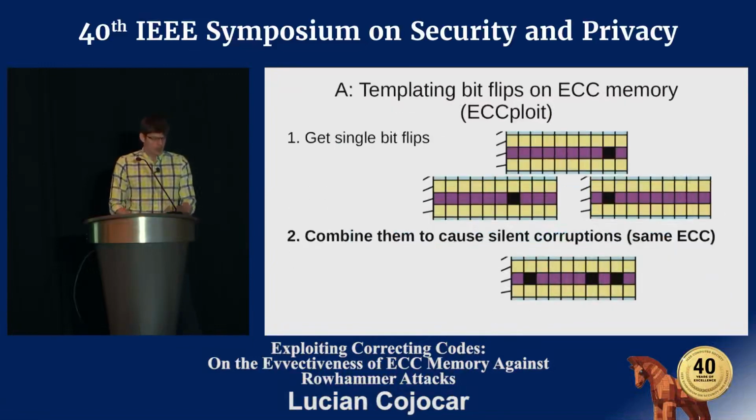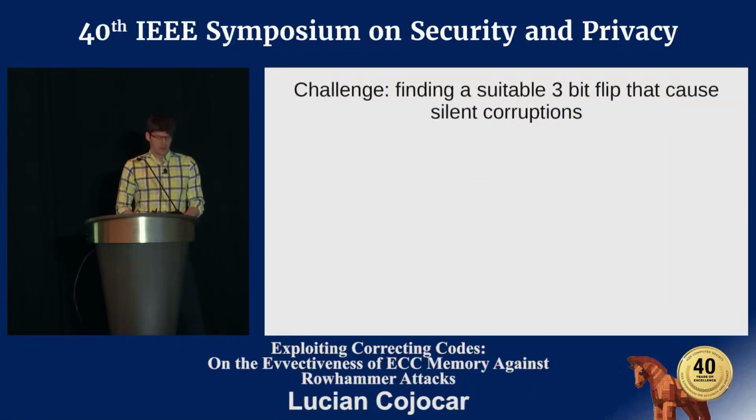So I talked about how we can get the single bit flips. But let's see how we can combine them to cause these silent corruptions. Again, the goal of this step is to combine some of the bit flips such that the ECC function will return the same value. If it's the same value as the data not being corrupted, then this will be a silent corruption. And this is what we are looking for.